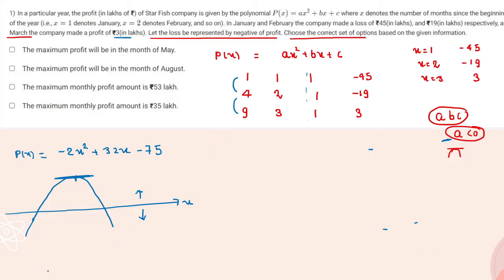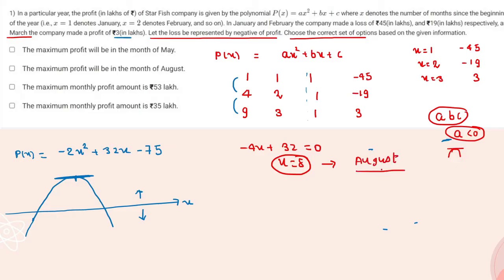So first we will differentiate it with respect to x. So it will become minus 4x plus 32, and that will be equal to 0. So x will be 8. Okay, so for the value of x equal to 8, it will correspond to, I think, August.